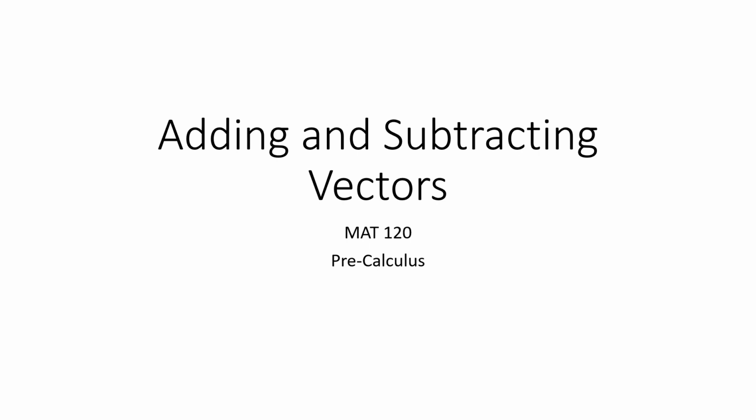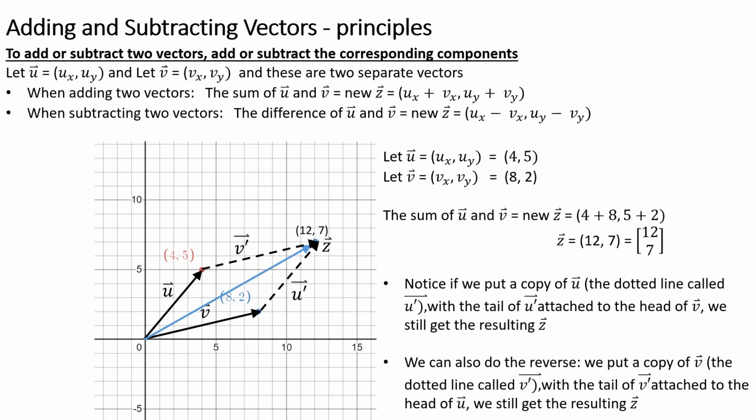Adding and subtracting vectors. We talked about vectors yesterday in terms of how we can read them. They give magnitude and direction. A scalar just gives magnitude. 25 miles per hour is simply a scalar. 25 miles per hour going east is a vector. We get how fast it's going as well as the direction it's going.